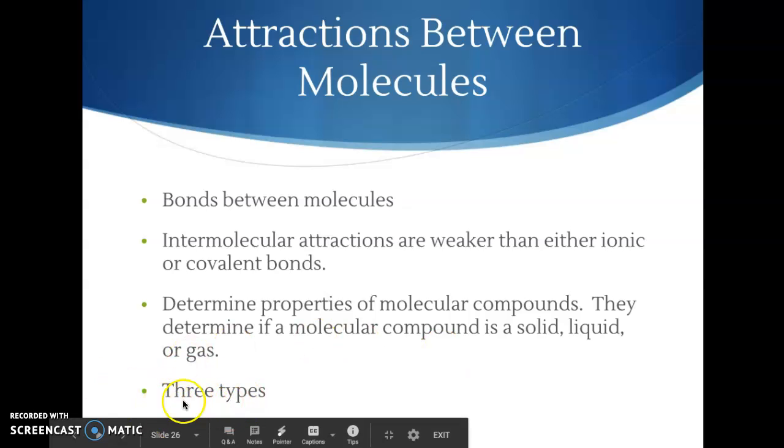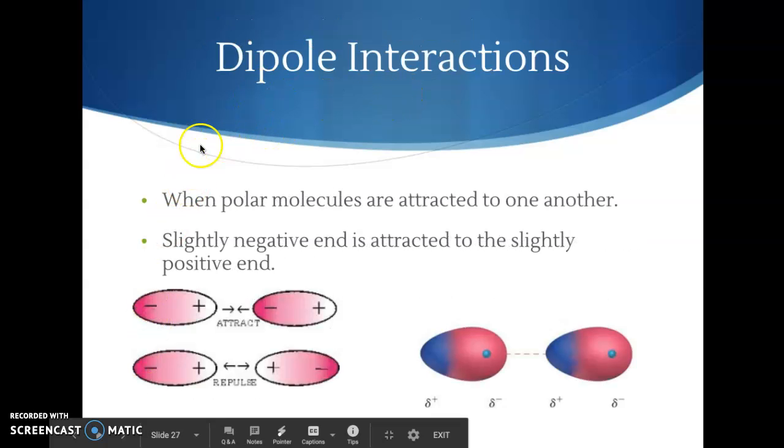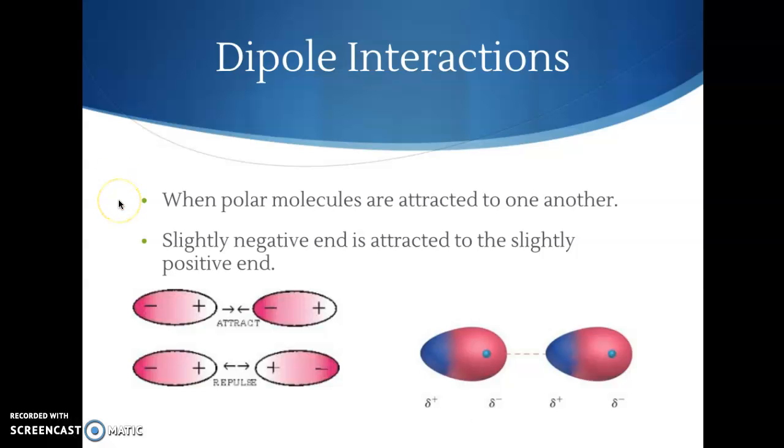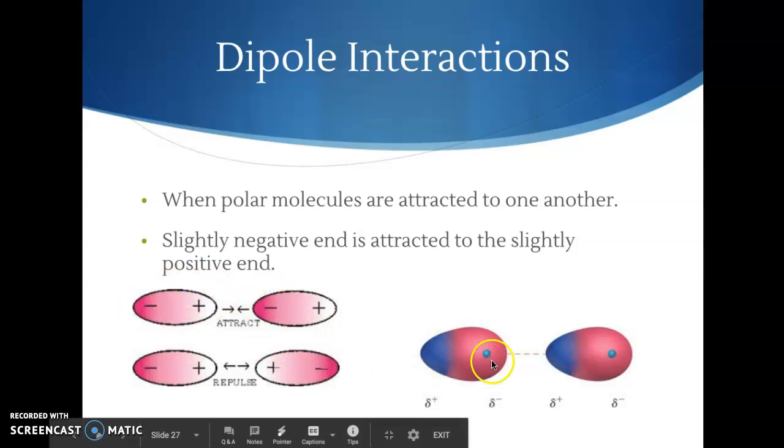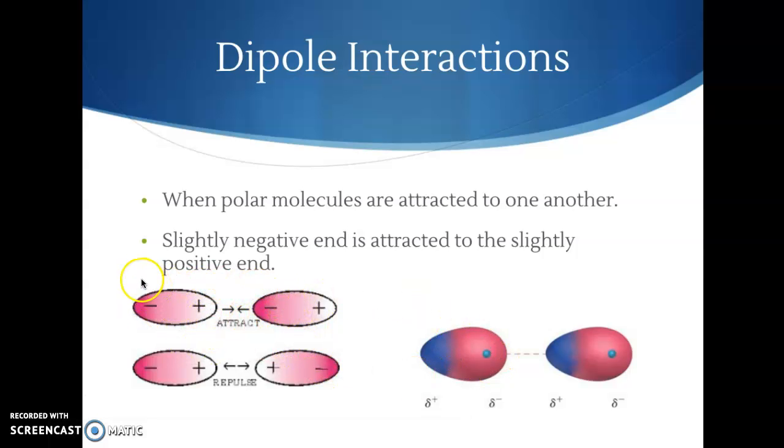Now there are 3 types of these, and you'll want to know about all of them. The first one is dipole interactions. In terms of strength, this one is in the middle. This is when you have polar molecules and they're attracted to one another. You have 2 different polar molecules, and the negative end of one polar molecule will be attracted to the positive end of the other polar molecule. So they act like little magnets. The slightly negative end is attracted to the slightly positive end. You probably want to draw this; you don't have to draw both of these pictures, but one of them will be good.